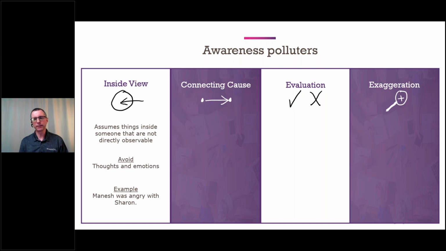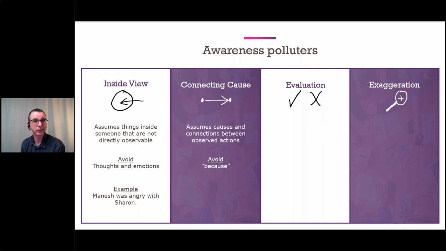What are we observing that leads us to believe anger? And so a cleaner observation might be Manesh clenched his jaw, Manesh raised his voice, Manesh pounded his fist on the table. Those are things we can actually observe. And so that's the type of awareness we want at that moment in time if we're trying to get really clean observation.